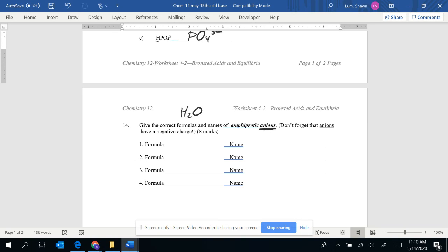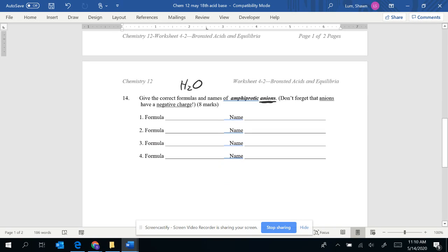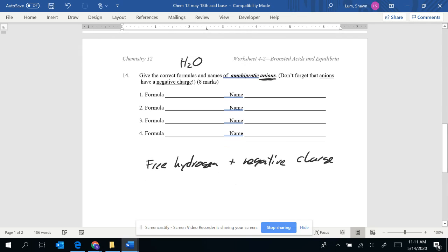If you want something to be, well, first off, you can pretty much make anything up. I shouldn't say that. You can design your own amphiprotic anion. All that it has to have is a free hydrogen, and a negative charge.